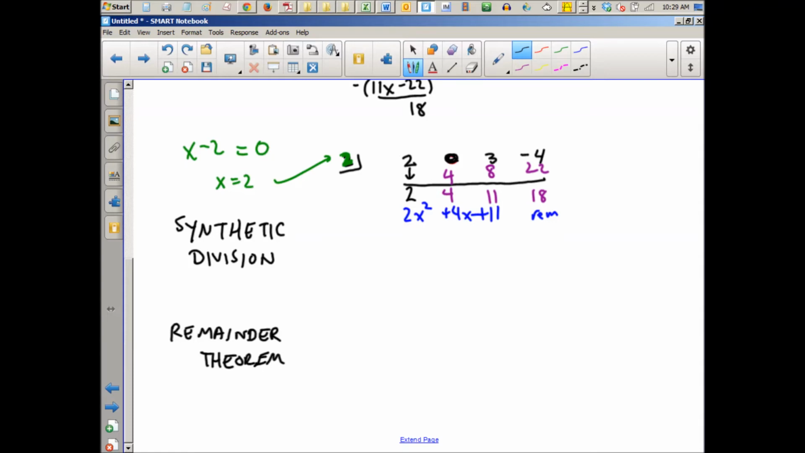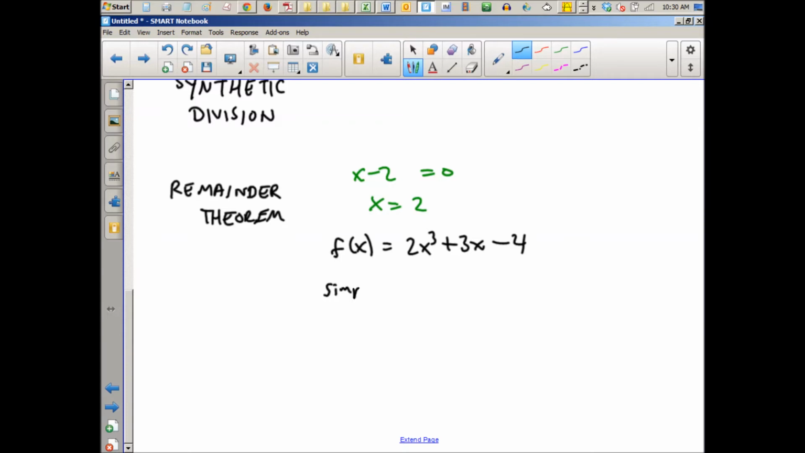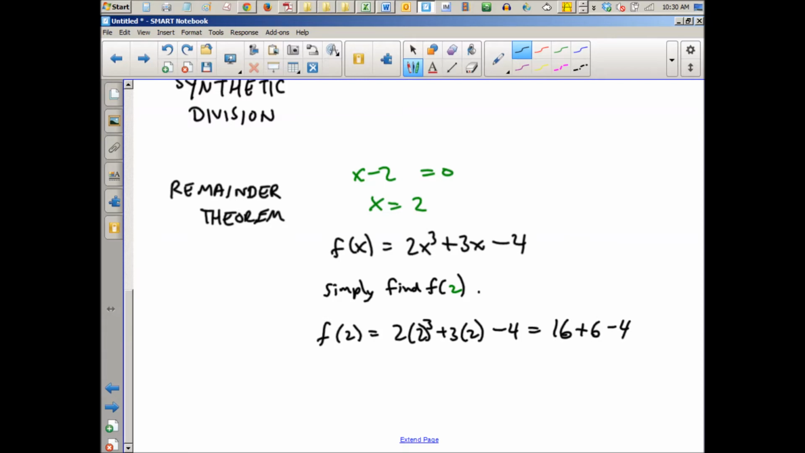And what it says is, you take your x minus 2, that's your divisor, you set it equal to 0 and you solve, and you get 2. But instead of doing division like we did above, we're just going to take 2 and plug it into the polynomial. So here was our polynomial, f of x. It was 2x cubed plus 3x minus 4, remember? Simply find f of 2. Watch what happens. F of 2 is 2 times 2 cubed plus 3 times 2 minus 4, which is 16 plus 6 minus 4, which is 18.